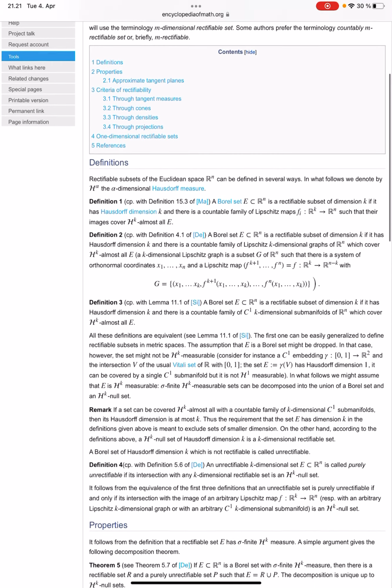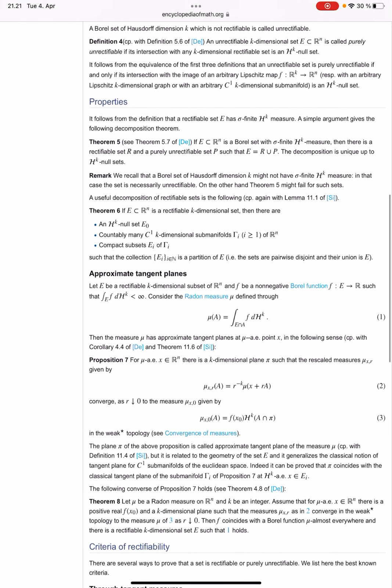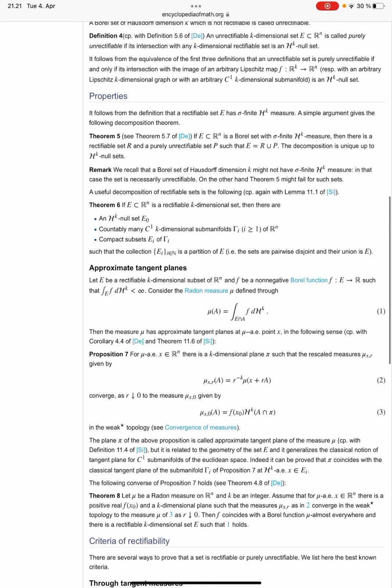We have done 2 complete playlists on area and co-area formulas. So those 2 big and important results are in their own enough to convince you that there is a lot of calculus that can be done on rectifiable sets, extending the calculus on Euclidean spaces or on manifolds. And in those series, I have given full proofs of both area and co-area formula.